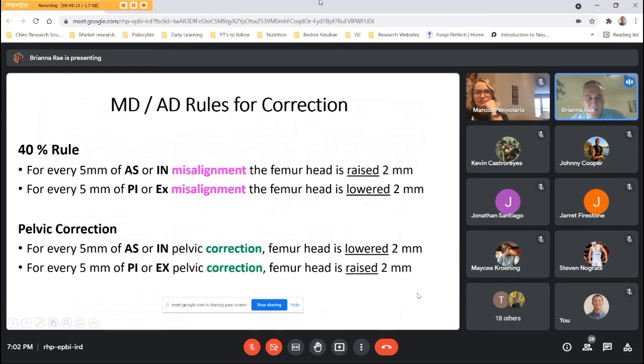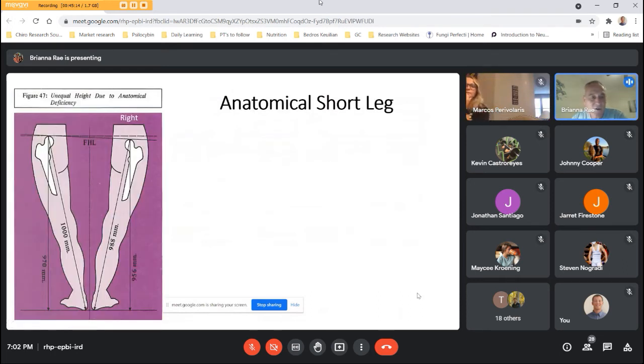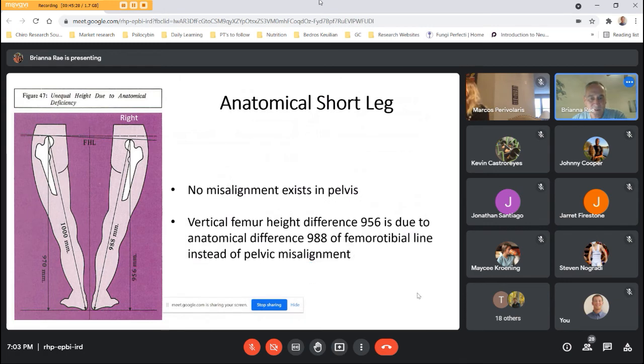All right, good. So here's a scenario with an anatomical short leg. The short leg is not due to anything with a pelvic misalignment. It's an actual leg length deficiency. So we have these two lines, right? We have the vertical line, and then we have the femoral tibial line.